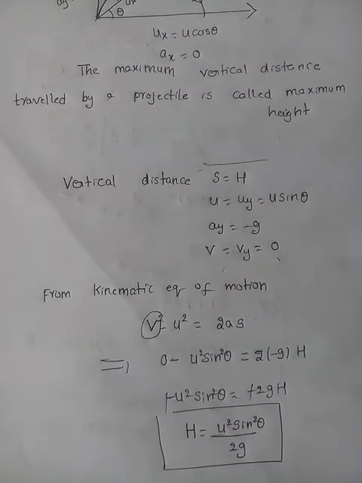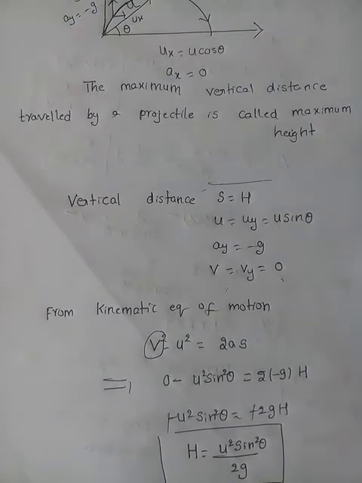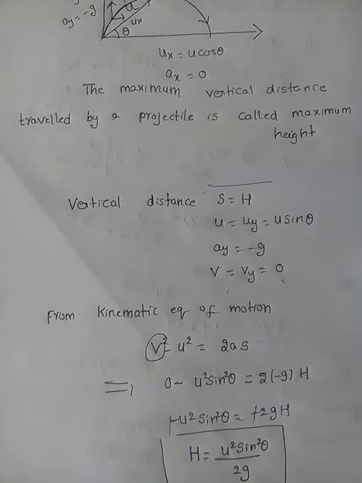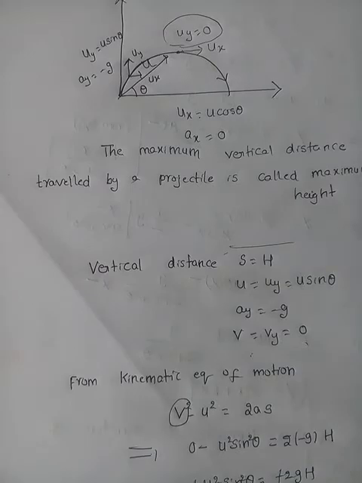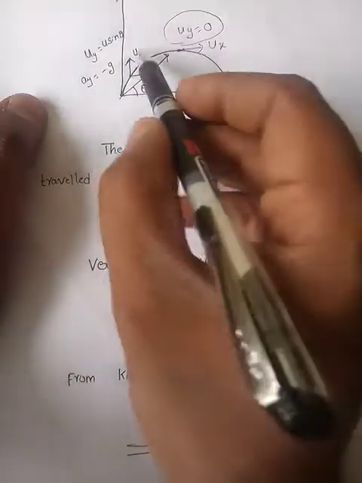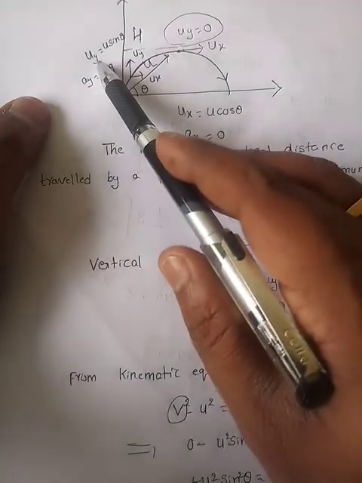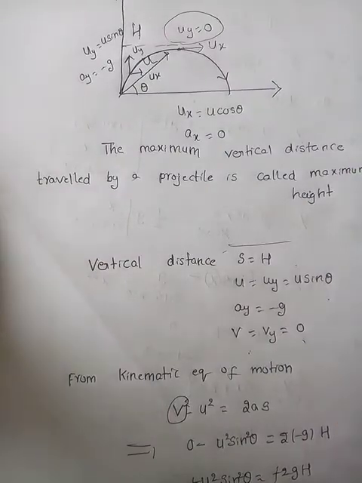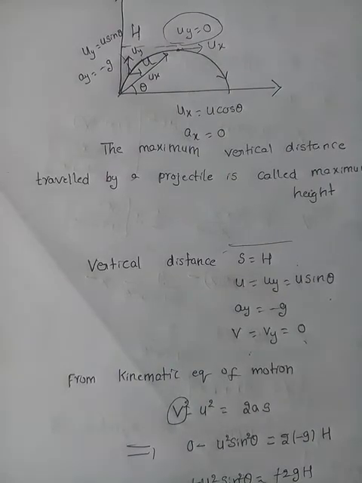So this is the expression for maximum height. What is maximum height? The maximum vertical distance travelled by a projectile is called maximum height. During projectile motion, we are calculating only the vertical distance, so we are considering the vertical points. Assume that the distance travelled by this projectile to reach this point is h. We are considering maximum height as h, so s is equal to h. With what velocity is it moving in the vertical direction? u sin theta. What is the acceleration along the vertical direction? Minus g, and the final velocity is 0.